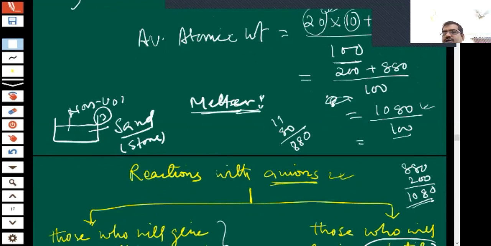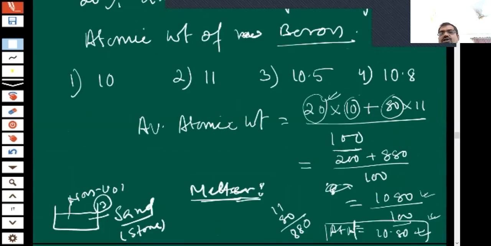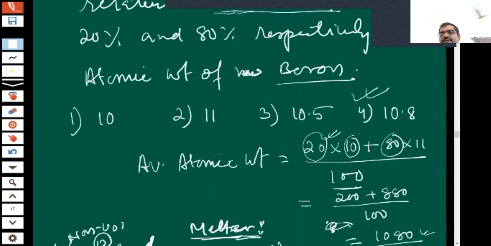1 particle. So just you divide it. So you will get what? 10.80 is the average atomic weight of boron. Average atomic weight of boron, 10.80. Did you understand, children? So the correct answer will be this one, 10.8. But in daily practice, we will round off to 11. So this is the answer actually. The average atomic weight is 10.8.